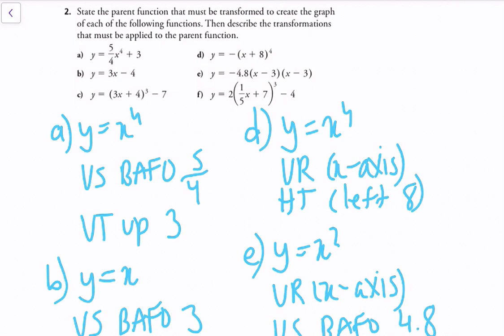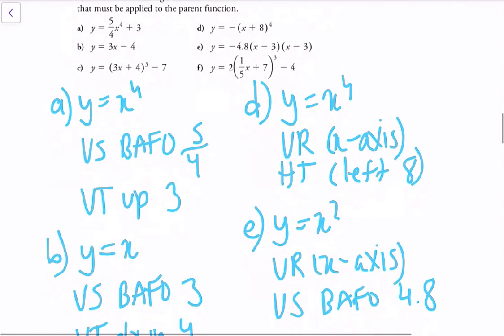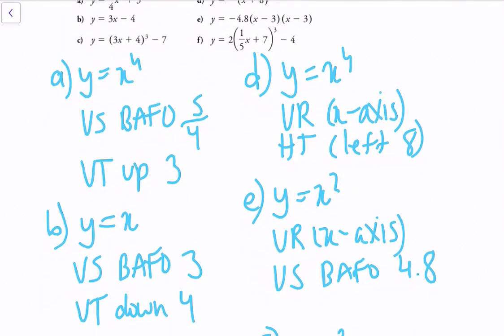So you'll notice I have lots of examples on this, and the reason why is because you really need to get comfortable with just looking at the function, being able to pick out right away what the transformations happening are. So this is a really important skill that you're going to use with functions throughout. Alright, so for B, y is equal to 3x minus 4, that's a linear function, so parent function is y is equal to x, vertical stretch by a factor of 3, and vertical translation down 4.